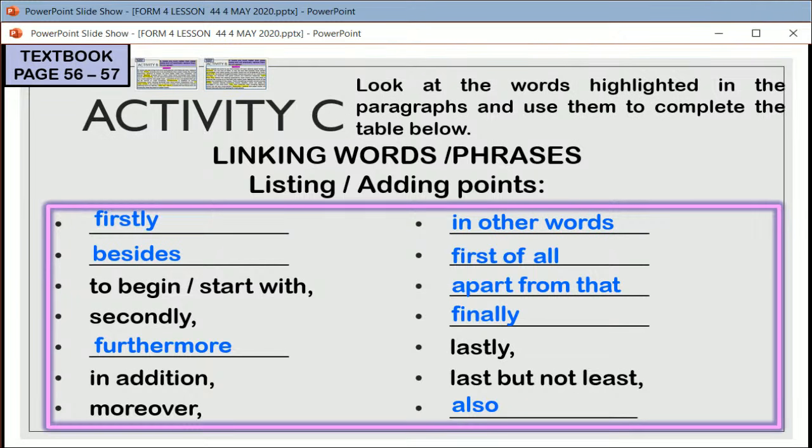So these keywords, linking words and phrases here, firstly, besides, and all that, furthermore, in other words, and all that, you can use to list or to add points, right? So like firstly, secondly, lastly, finally, last but not least, these are for you to list your points. All right, first of all, the rest is for you to add points. In addition, moreover. Okay, don't forget, these lists are very important. It is in your textbook. Look at it. It will help you in your writing a lot.